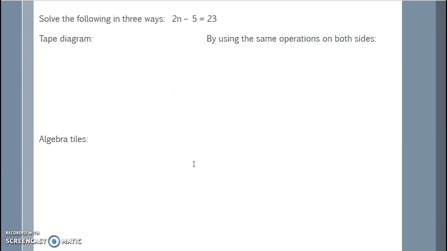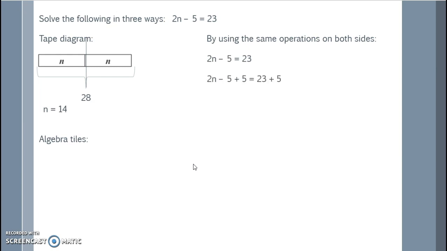Solve the following in 3 ways. 2n minus 5 is 23. So let's use the tape diagram first. 2n equals, must be something minus 5, so 23 minus 5. Well, what we can do then is add 5 to both sides so that n equals 28. Dividing it down the middle, n equals 14. Let's use operations on both sides algebraically. So we add 5 to both sides, so 2n equals 28. Divide each side by 2, n equals 14.